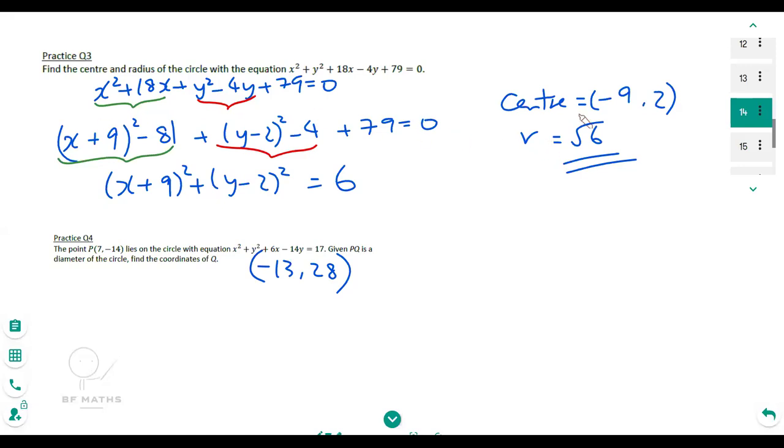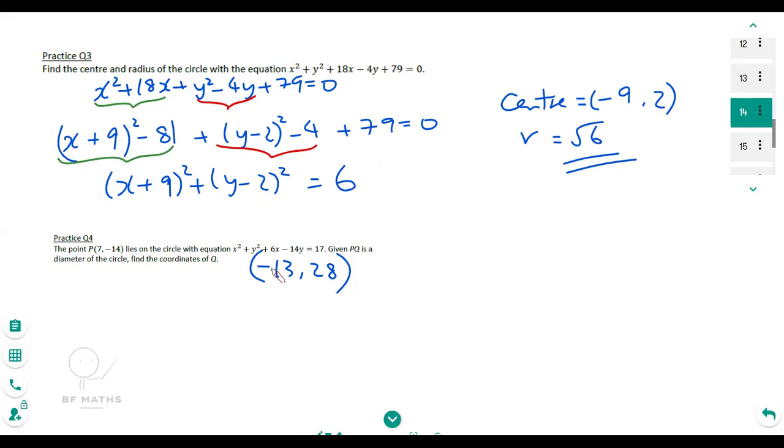Right, here's the answer for question 3, center (-9, 2). Have a look at your working out. I've color coded it for you, so I've completed the square for each of them. Rearrange it, complete the square, and then put the constant on the right side. You should get (-9, 2) and the radius root 6. For question 4, your final answer should be (-13, 28). If you've got it right, well done.